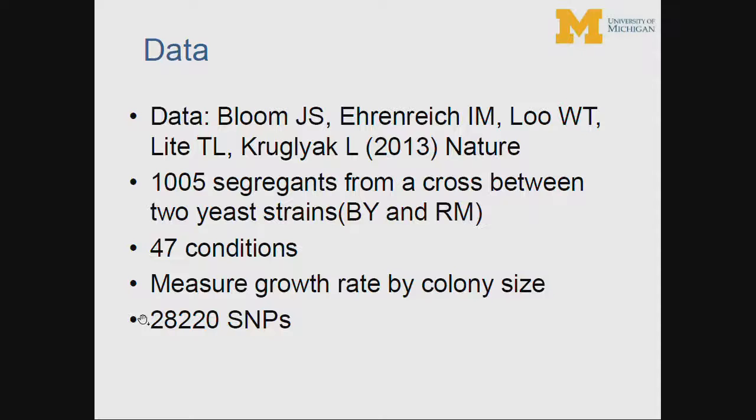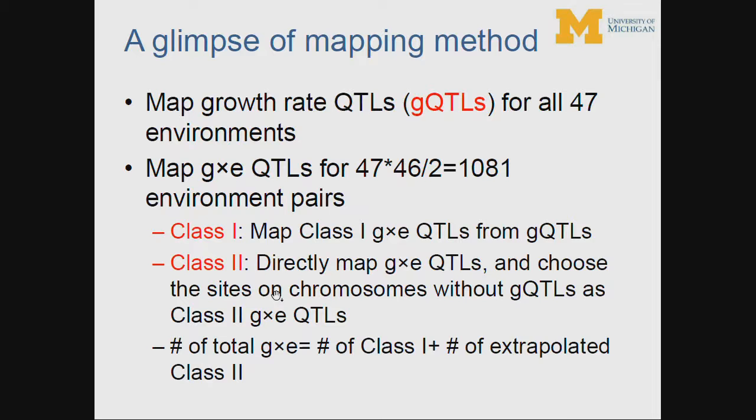next generation sequencing. So first, I used this data set to map the growth rate QTLs, in short GQTLs, for each single environment. And then I used two different methods to map G-by-E QTLs. The first one is to use the GQTLs mapped from the environment and test whether the GQTLs have differential phenotypic effect in two different environments. This method resembles the candidate gene study in human. It is a more precise method, and we call it class one.